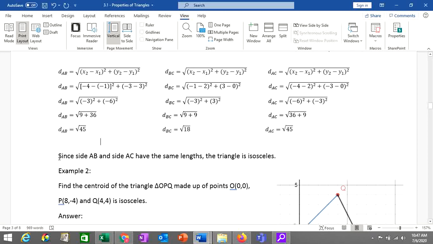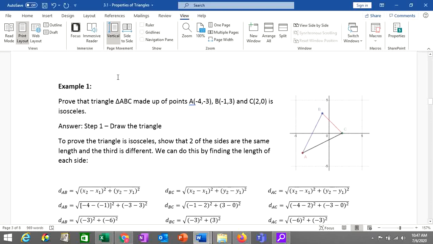I did notice that a little bit in the first test, that not everybody was writing down what their answers mean. You have to do this in a math question. You can't just assume people will look at this and know what you're saying. So since side AB and side AC have the same lengths, we can conclude the triangle is isosceles.